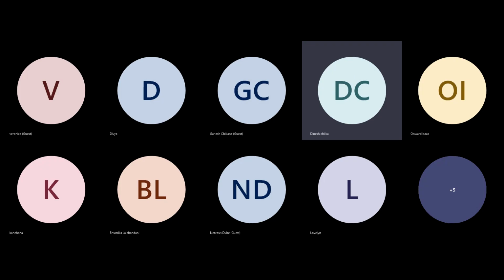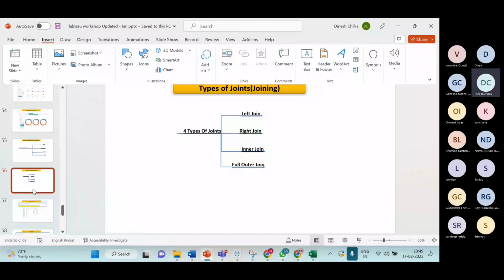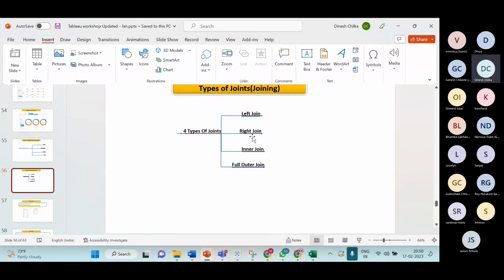In joining, we have four types of joins: left join, right join, inner join, full outer join. So these are the four types of joining.